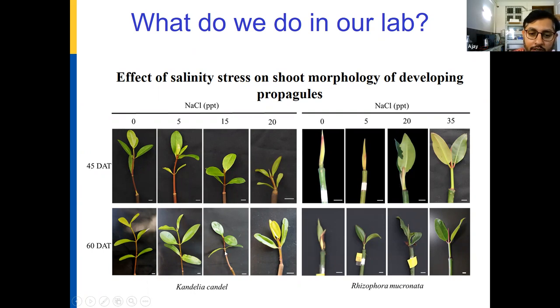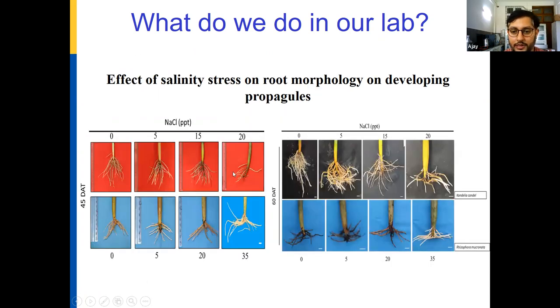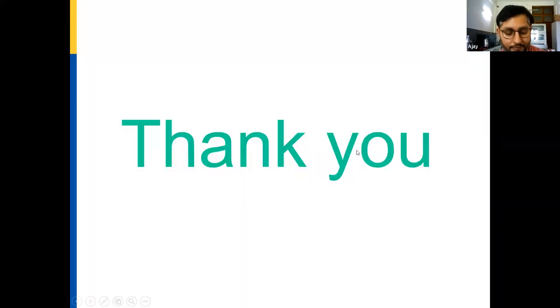And you can see high salinity is reducing their biomass. And at the root level also, it affects mangroves. And it's just the preliminary results of our study. We have not yet published this work. So, I have finished this talk. Now, if there are any questions, I can answer and I can interact with new students.